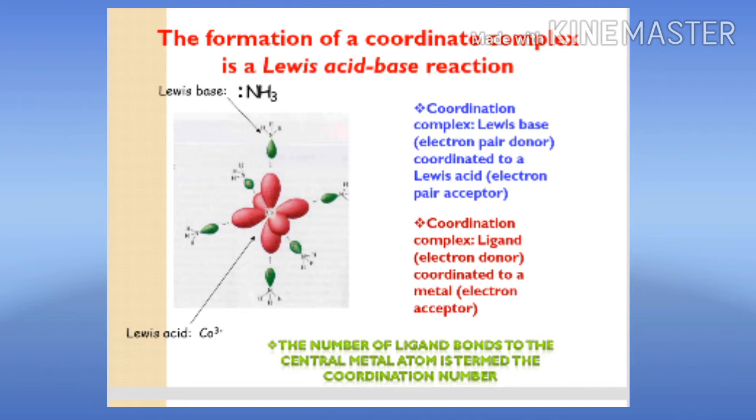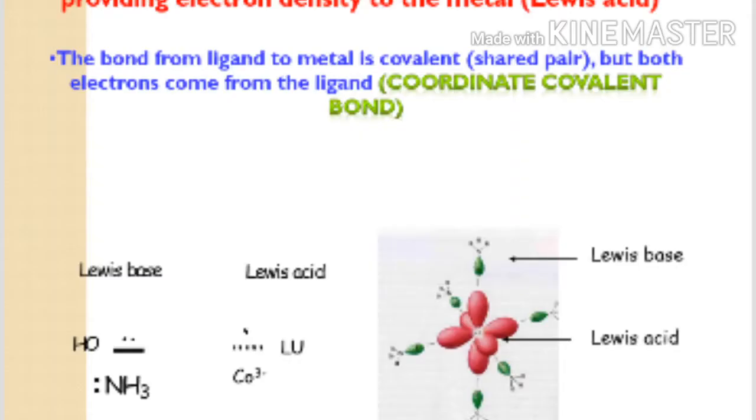It means that there are 6 ammonia molecules, they donate their lone pair of electrons to the cobalt ion, therefore the 6 ammonia molecules are the ligands, and the number of ligands is 6, therefore that is the coordination number of the complex. The basic idea is that the ligand is providing electron density to the metal atom or ion.